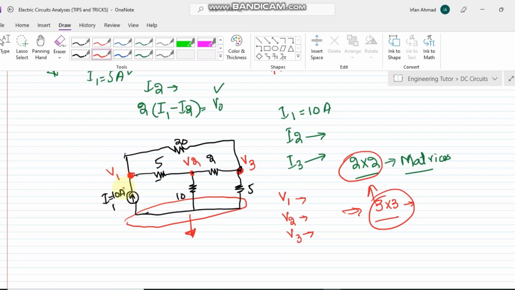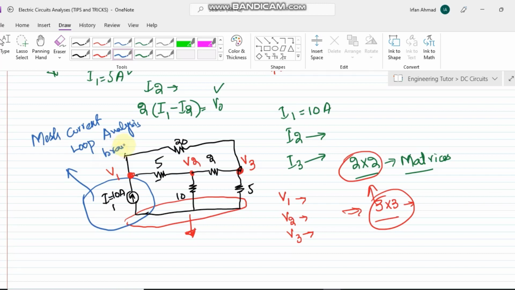Similarly, what is the takeaway here? So the takeaway here is that if you have some branch current given, it will always be feasible for you to use the mesh current method. Mesh current method or loop analysis is always feasible if the branch current is given.